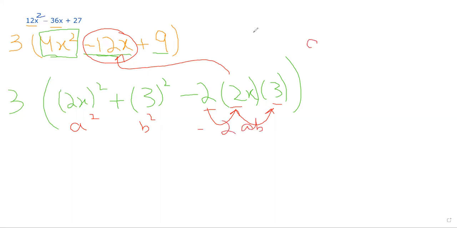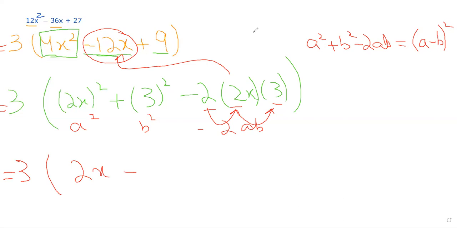Which formula is it? a square plus b square? a square minus b square? No, not a square minus b square. A minus b whole square. Yes, that one. So 3 as it is. Then a, what is a here? 2x. Then minus, what is b? 3. So a minus b whole square. This is the answer. Is that clear? Any confusion?